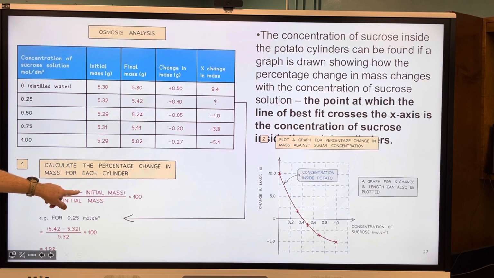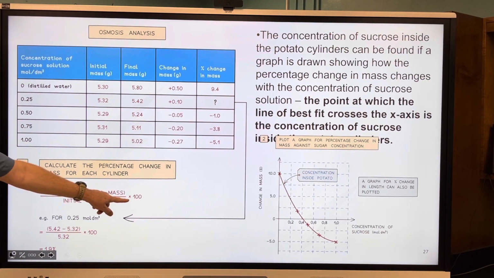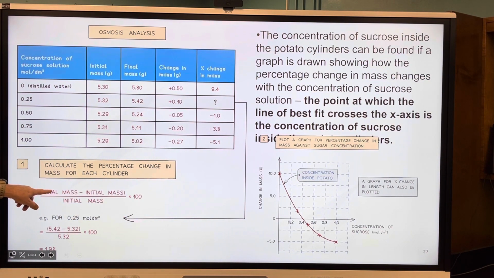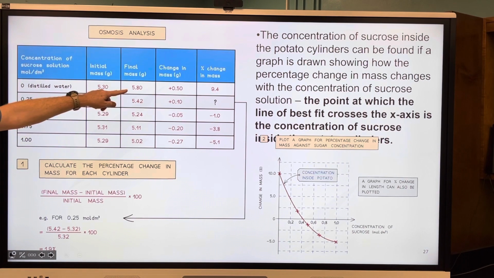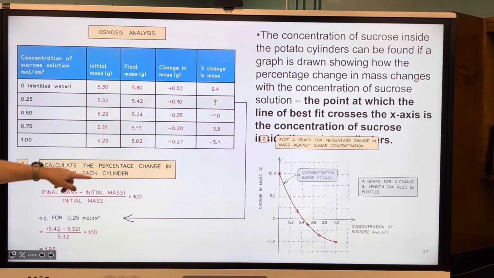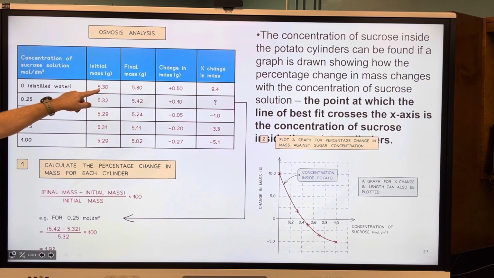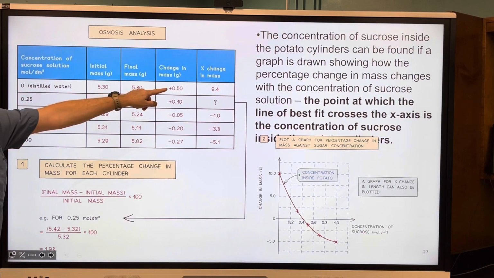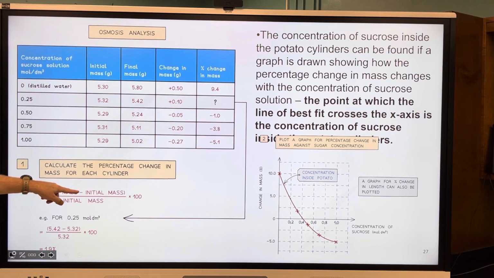I told you, it's subtraction, then a division, and then a multiplication. So the final mass, for example, 5.8 for the distilled water one, minus the initial mass is going to give you an answer, which is your numerator, and then your initial mass is the denominator. You divide those two, multiply by 100, and you get your answer, okay?